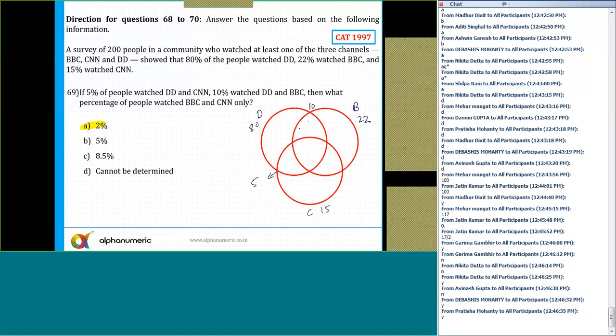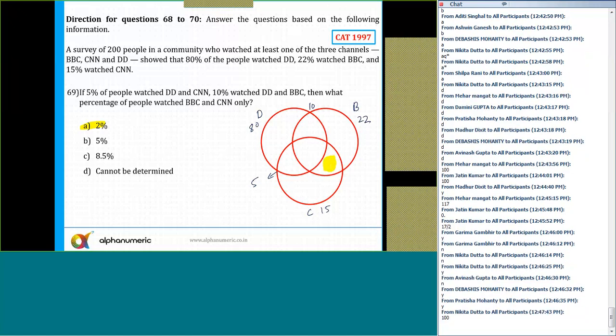Then what percentage of people watch BBC and CNN only? So I need to find out the number of people who watch BBC and CNN only. So we basically need to find out this value, isn't it? We need to find out this region. What is this value? BBC and CNN only. Now we know one thing. The total union has to be equal to how much? Exactly 100%, because each and every person is watching at least one.